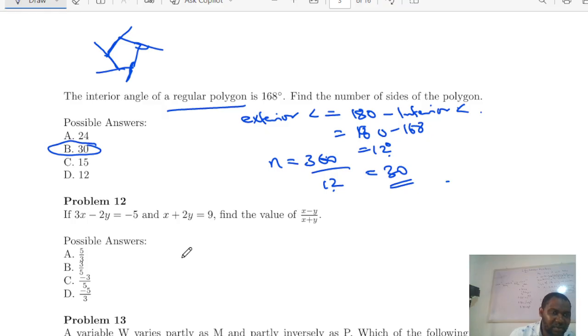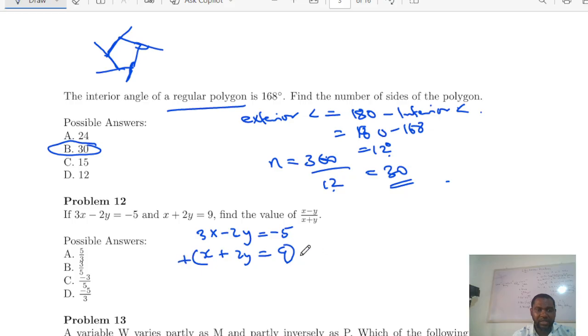Okay, x minus y and x plus y. Well, we can do a lot, but the easiest way to do this for your level is just to solve it as a simultaneous equation. 3x minus 2y equals minus 5, and here x plus 2y equals 9. I'm already seeing that the y values here are the same, so I can simplify this by adding the two equations. The reason is that if I add, minus 2y plus 2y will cancel each other, so adding makes sense.